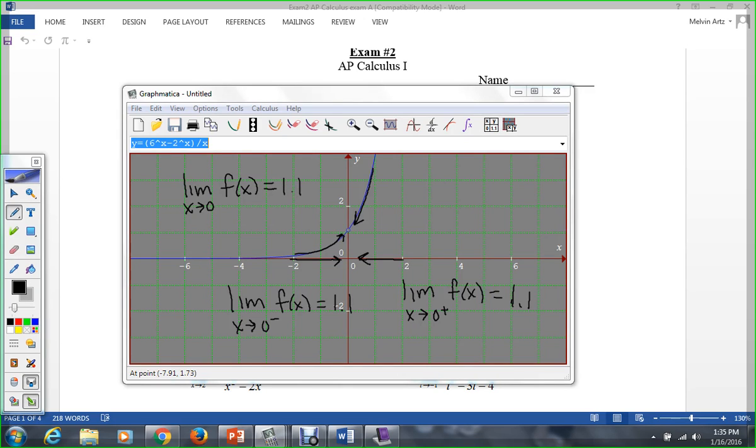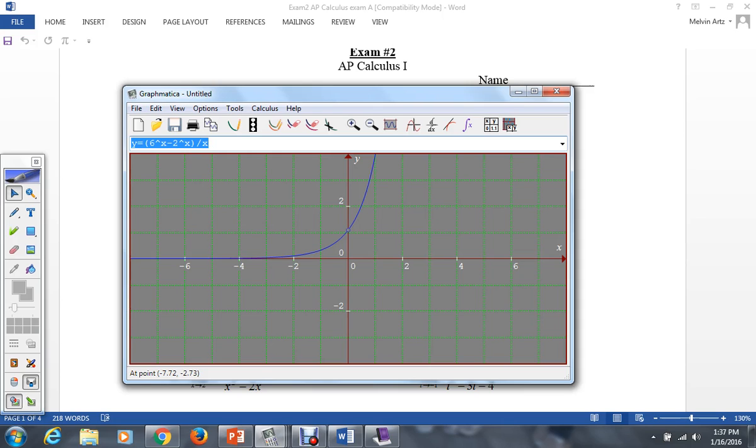Now let's undo this so we can trace and see what the value is approaching here. I think we have a tracer here. As we get closer and closer, 1.05, 1.07, and see there's the hole. It is telling us that it is 1.1 right there, but it is not defined there. So 1.1 would be our conclusion.